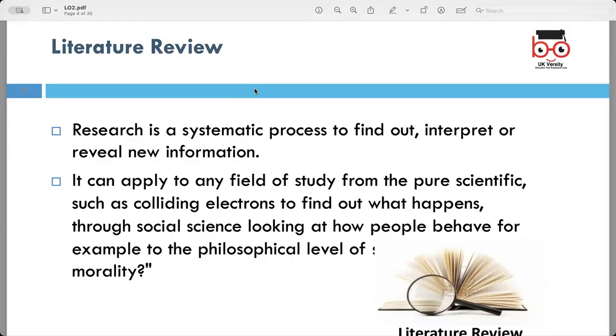Research is simply a systematic way of discovering new information. It's used in every field, whether you are smashing atoms in a lab, observing human behavior in a business setting, or debating deep philosophical ideas like what is morality. So, in your case, we will stay focused on business related research, especially the effects of globalization on business functions.